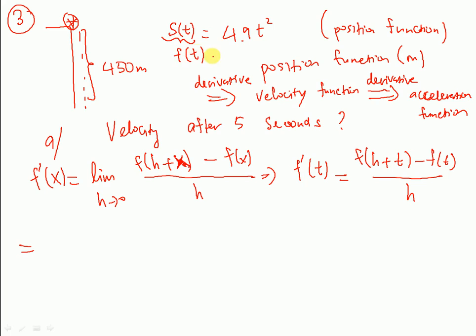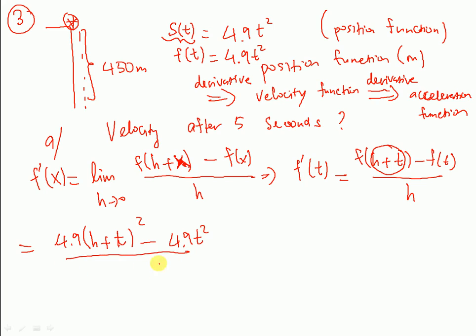Okay, we know that f of t is equal to 4.9 t squared. So for f of h plus t, you take this whole thing inside the parentheses and plug it into the place of t. So that's going to be equal to 4.9 times h plus t, the whole thing squared, minus f of t, and f of t is the one we already have, 4.9 t squared, over h. Don't forget that the limit is still h going to 0.